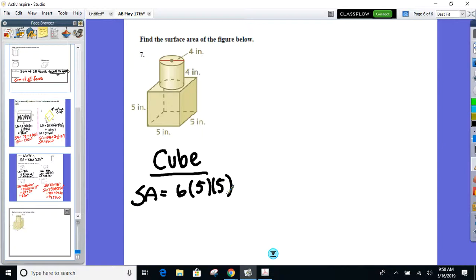But we just said the entire cube is not showing. There's a part that's covered up. So what we need to do is subtract out that part that's covered up. What shape is the part that's covered up, Caleb? Oh, go ahead. You got to.